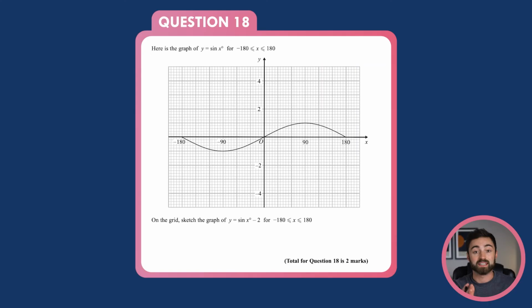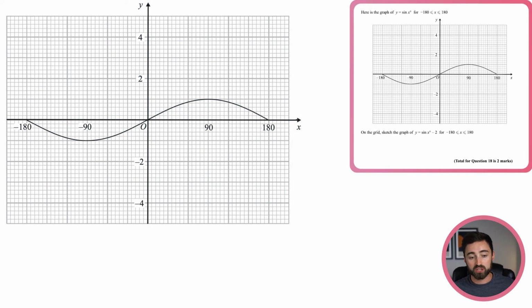18. Here is a graph of y equals sine x for x between minus 180 and 180. So this familiar trig function, right? On the grid, sketch the graph of y equals sine x minus 2 for that same range in x values. Okay, let's get this grid up. So they've given us y equals sine x. What is the relation between y equals sine x and the thing that we want to sketch? The only difference is we have exactly what they have, but then we just take away 2. So you should be familiar with your graph transformations.